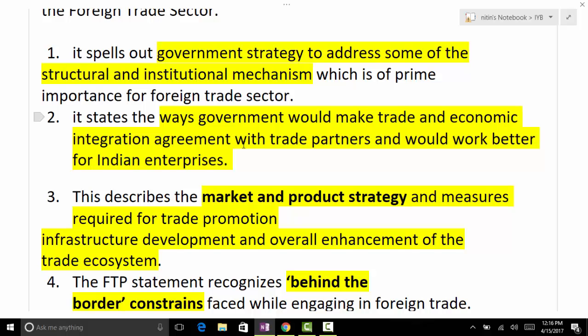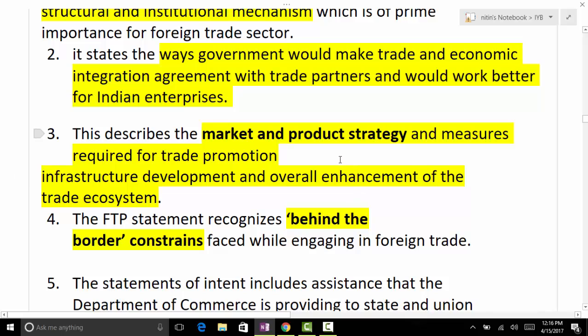trade partners. Then market and product strategy means we have certain strategy as per the market. So we have to focus on the market, like which market is important for India and which products can be encouraged further, can be strengthened further. So we have a strategy under this foreign trade policy, market and product strategy.